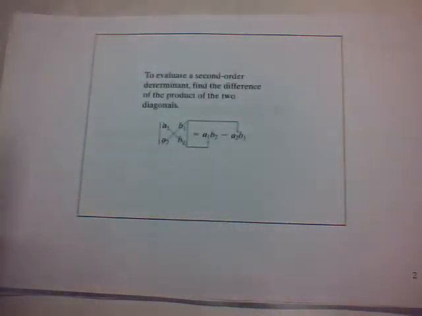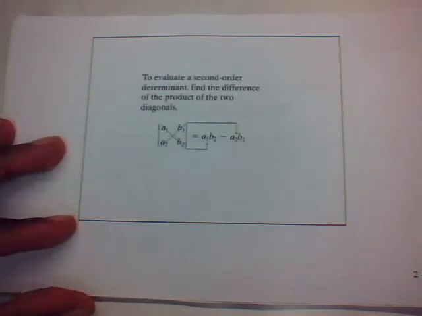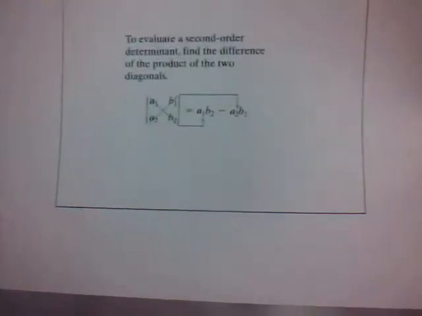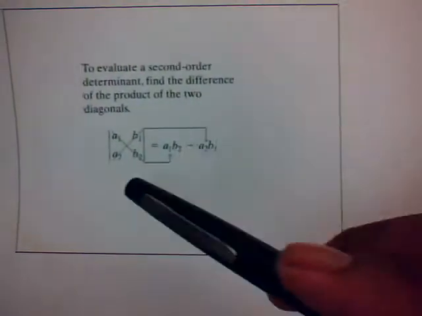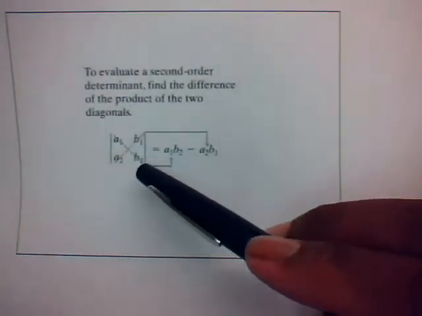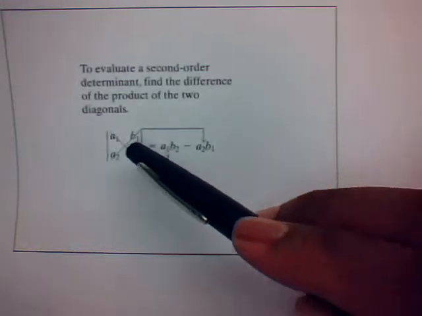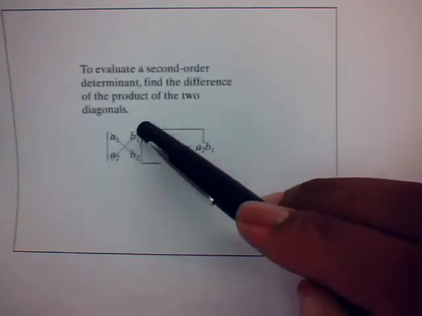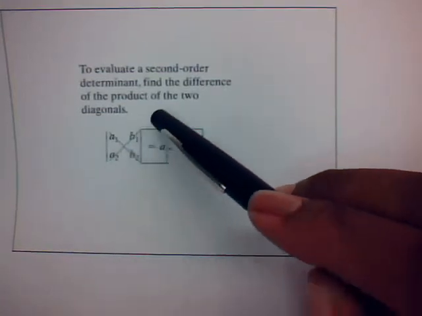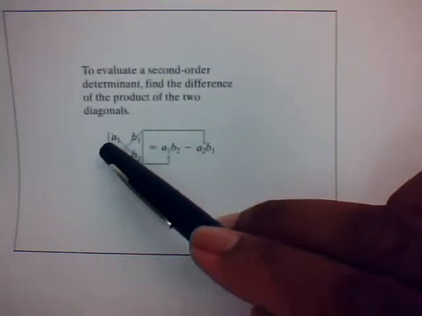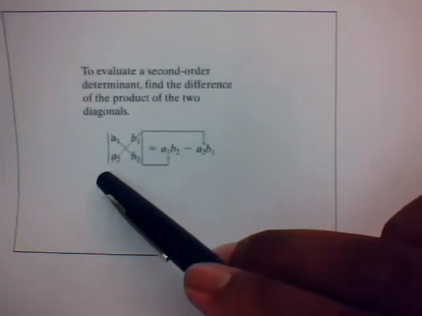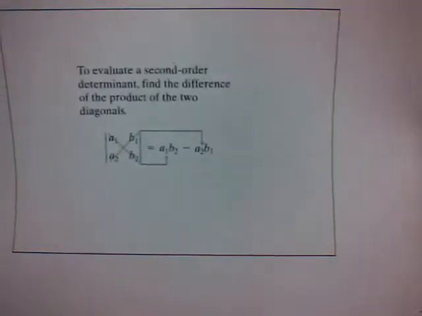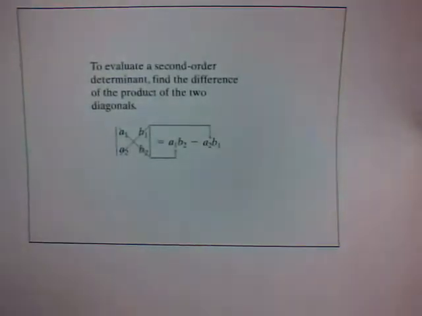Now here, to evaluate the second order determinant, you find the difference of the product of the two diagonals. So we're finding the product of the first diagonal from the upper left to the lower right minus the product of the diagonal from the lower left to the upper right. That's A1 times B2 minus A2 times B1. That's how we evaluate a second order determinant.